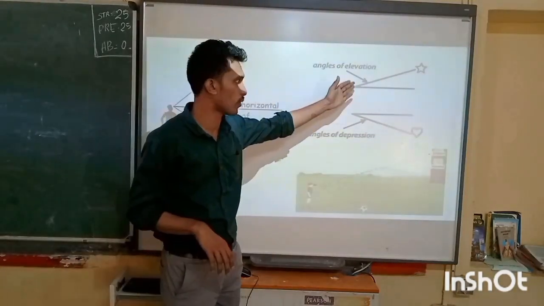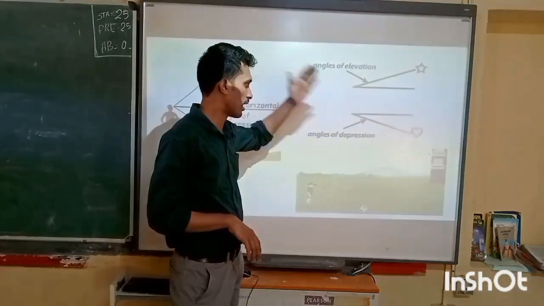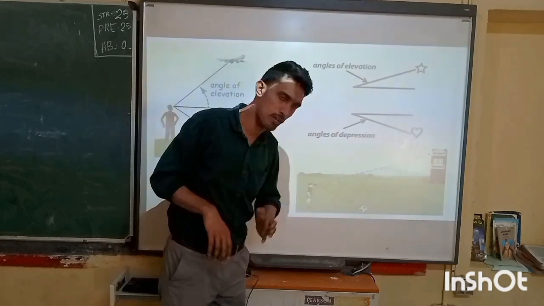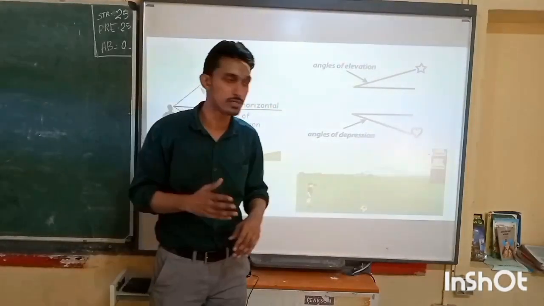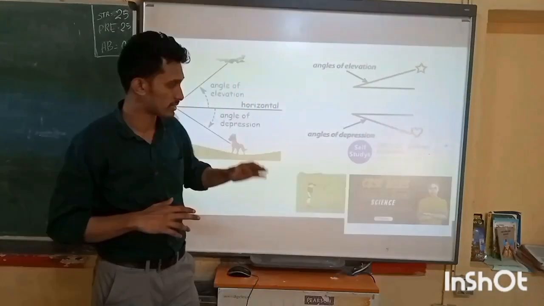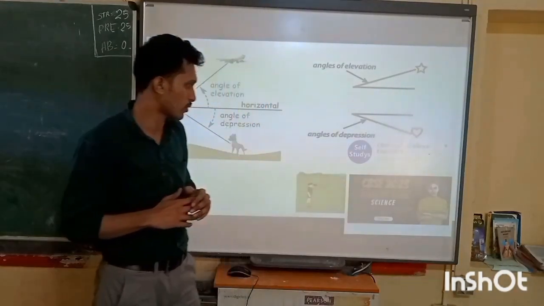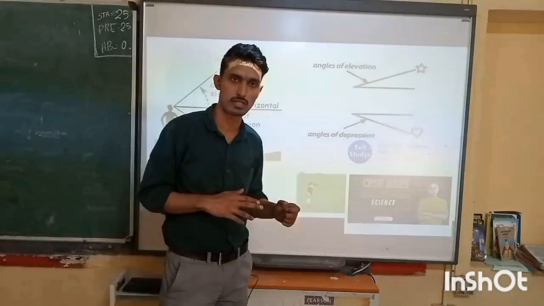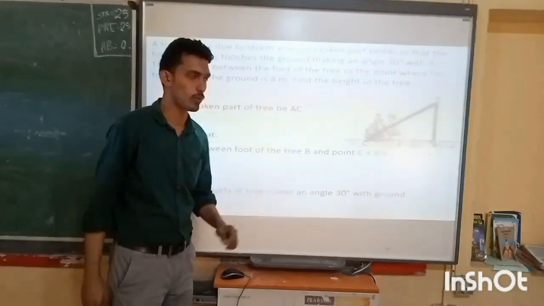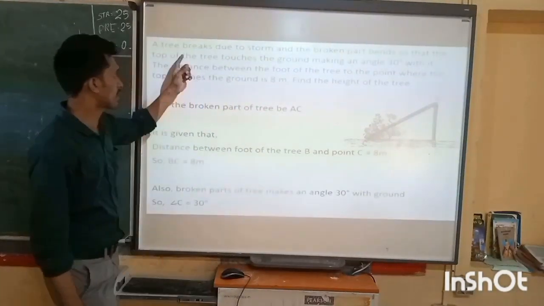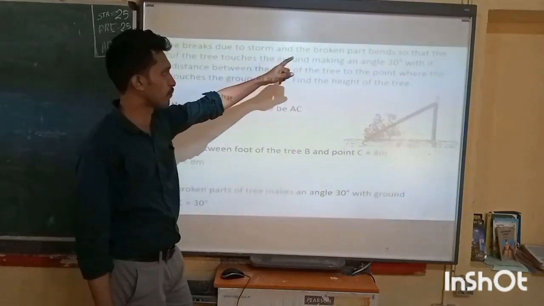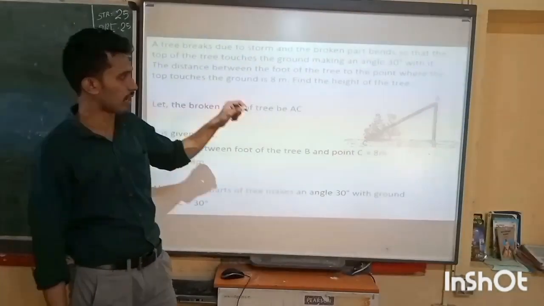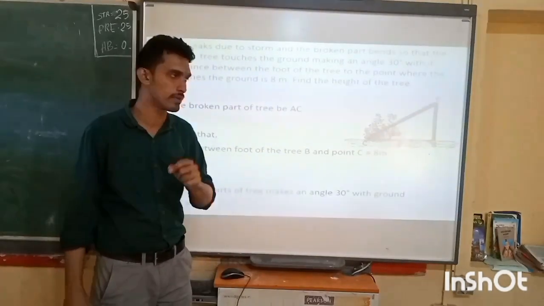So angle of elevation is always above the horizontal line. Angle of depression is always below the horizontal line. Similarly, a boy who is playing football on the ground observes a building which is at a certain height. At the same time, he is also observing a football, right? So both angle of elevation and angle of depression are happening here. Now, yes. So let us start with this problem. A tree breaks due to a storm and the broken part bends so that the top of the tree touches the ground, making an angle of 30 degrees with it.